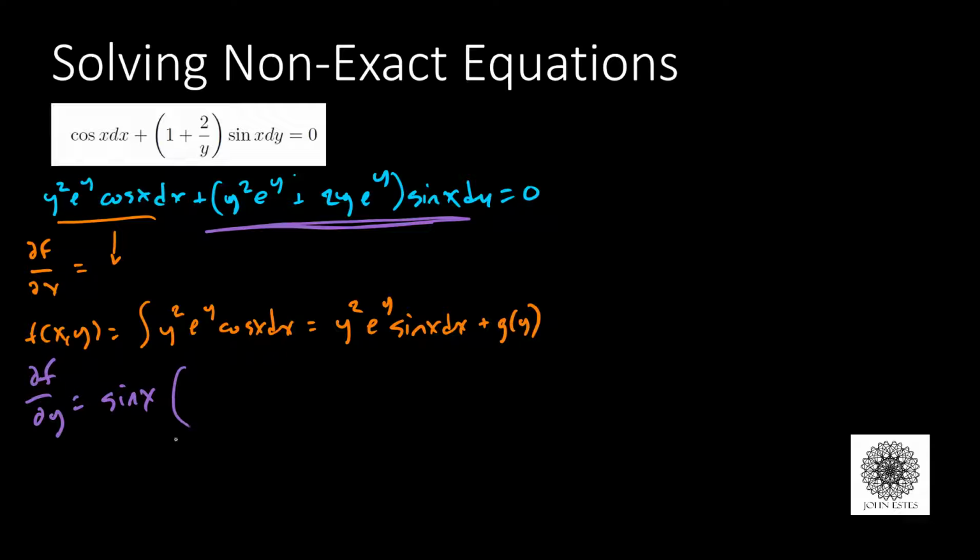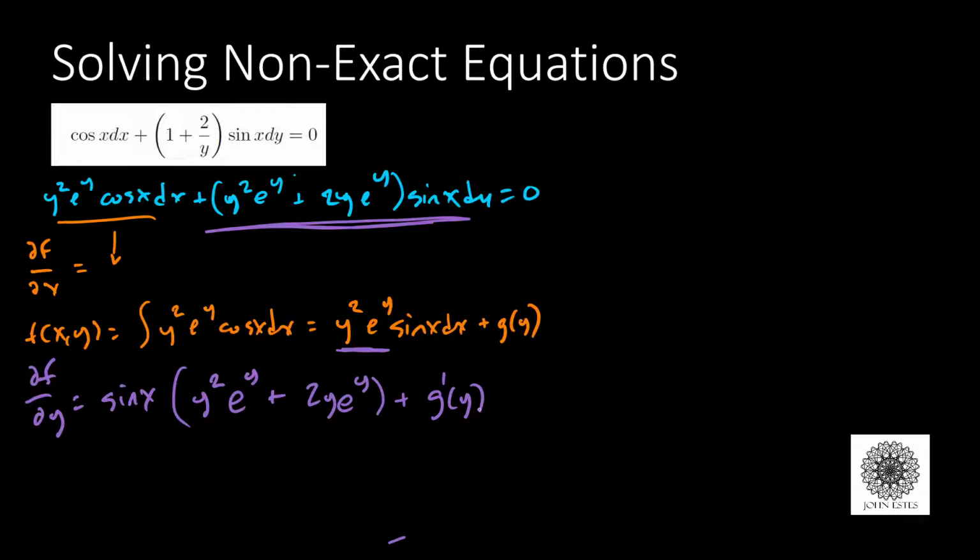So I'm going to take out the sine x, and now I'll just take the derivative of y squared e to the y with respect to y. So I need to use product rule. That's going to be the first, which is y squared, times the derivative of the second, which is e to the y, plus the second, which is e to the y, times the derivative of the first, which is 2y. And then, of course, I have the derivative g prime of y.